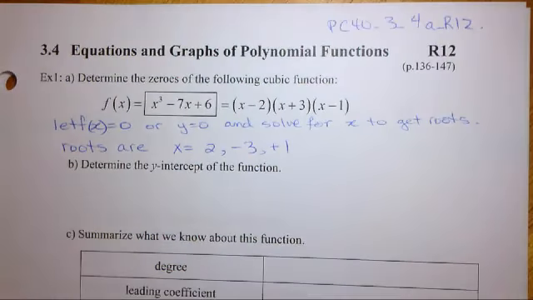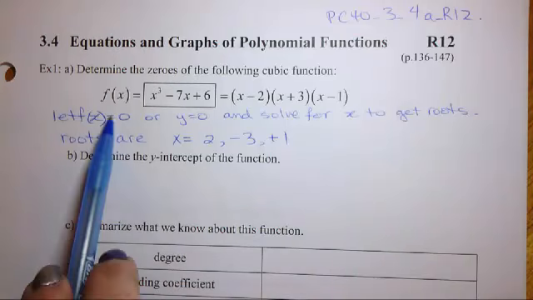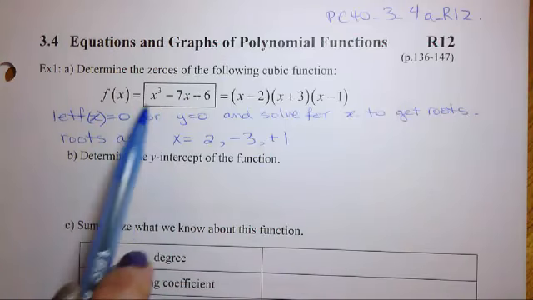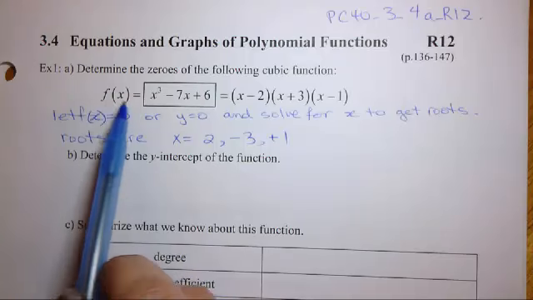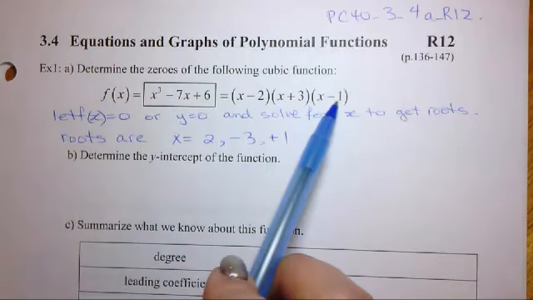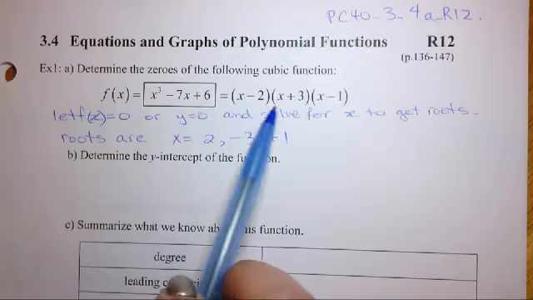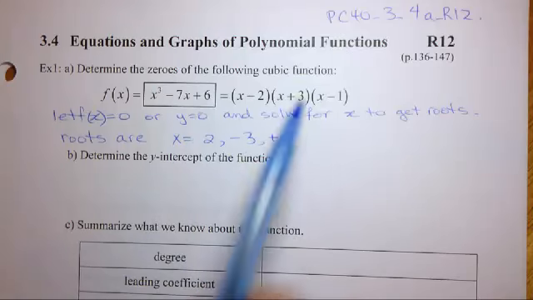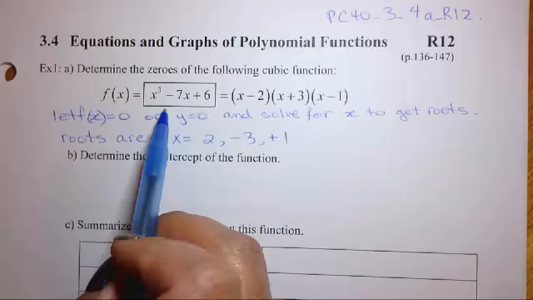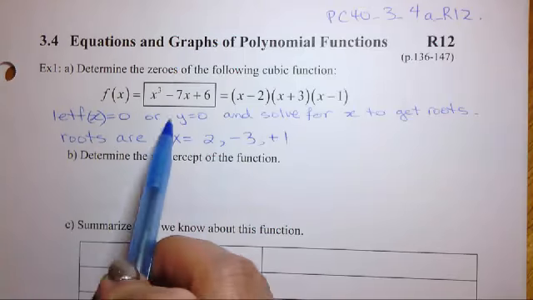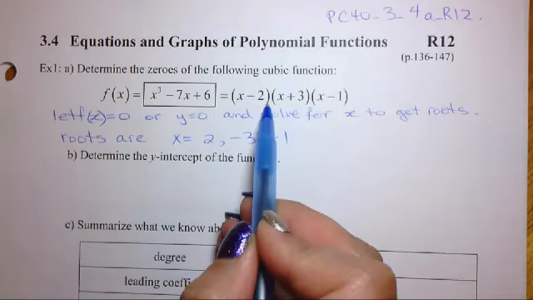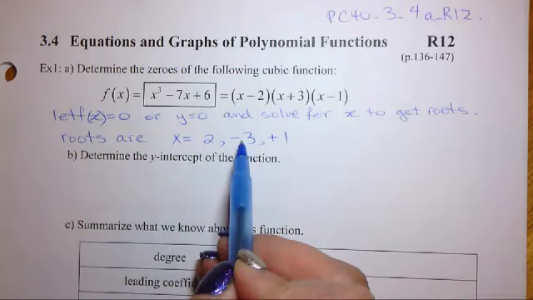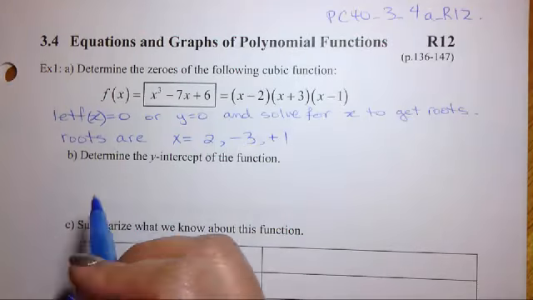Now, what we're going to do is look at this polynomial here, dissect it, and then sketch the graph of it. The first thing is, it's already given to you in its factored form, and this is what we're going to use to help us do the actual graphing. In order to figure out the roots, we set f of x equal to 0, or y equal to 0, and solve for x to get the roots. So the roots for this equation here are 2, -3, and +1.